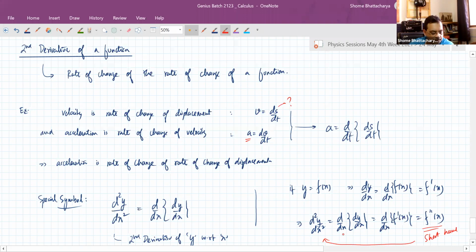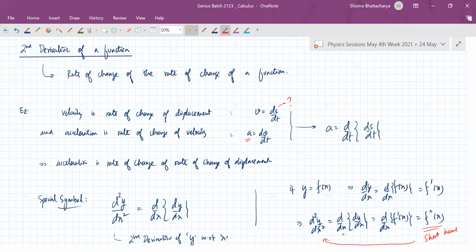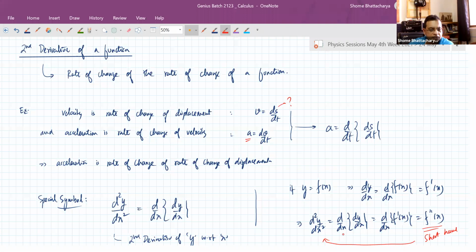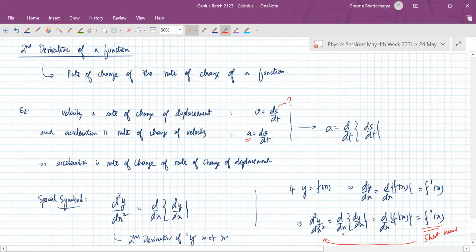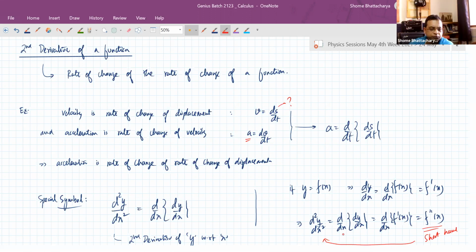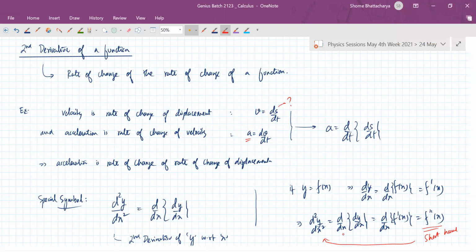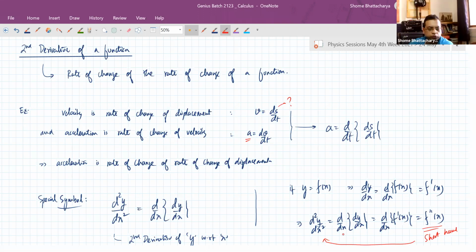Sir, why have we written shorthand? That's a shorthand symbol. F double prime is a shorthand notation for this whole thing. Like the prime notation, it's a short form. So f prime is the short form for d by dx of f(x). Like that, f double prime is the short form of differentiation of f prime(x).